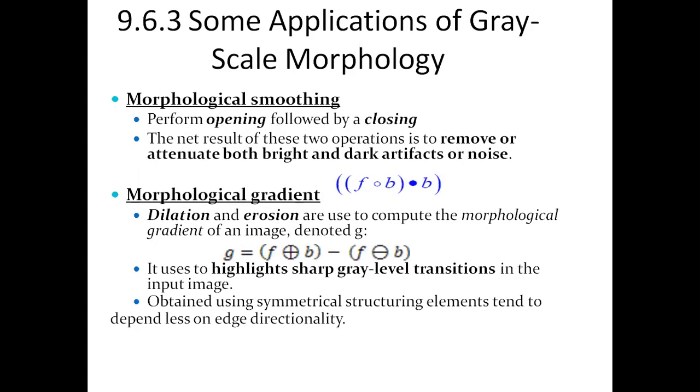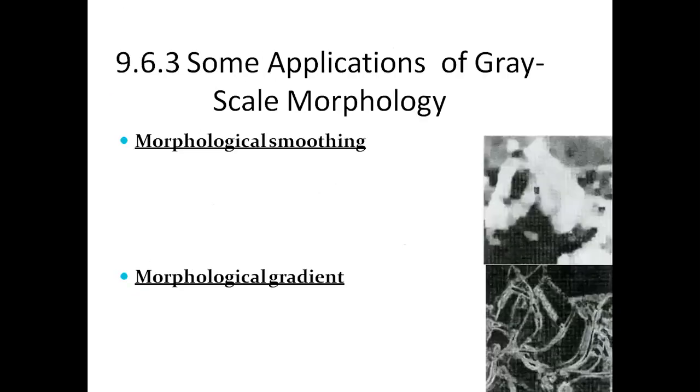Morphological smoothing performs an opening followed by a closing. The net result of these two operations is to remove or attenuate both bright and dark artifacts or noise. In the case of the morphological gradient, we use a dilation and an erosion to compute the morphological gradient of an image, which is used to highlight sharp gray level transitions in the output image. We use symmetrical structuring elements, which tend to depend less on edge direction.